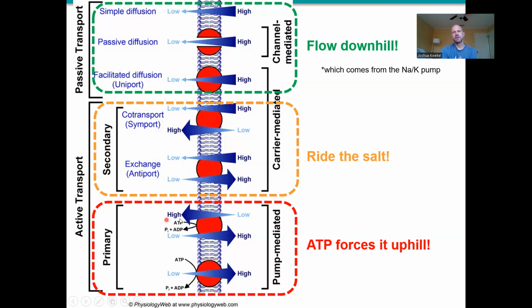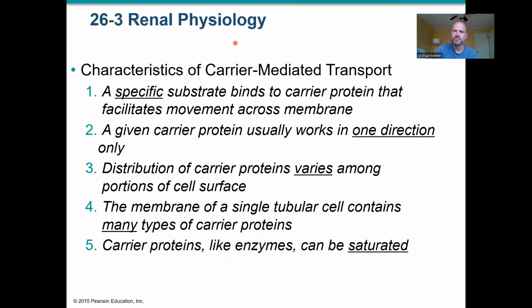Primary active transport, we always have to use ATP. We're hydrolyzing ATP into ADP, and the energy of that hydrolysis forces something against a concentration gradient. It takes a little while to understand these different categories, but hopefully this helps begin the process of memorizing the categories in which we move materials from the blood into the tubule or from the tubule into the blood. These are the types of transporters we'll be talking about in some detail.